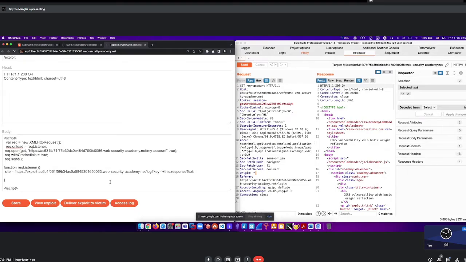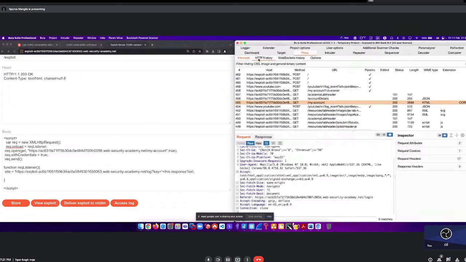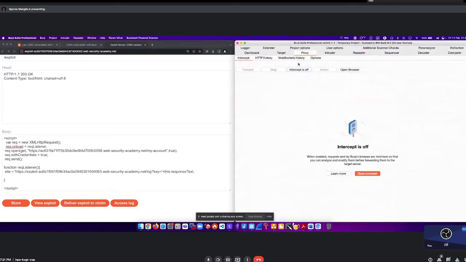Just so you're aware, mate, your proxy is intercepting, so when it's storing it, it might not actually be storing anything. Yeah, sorry. Good you pointed that out, thanks.